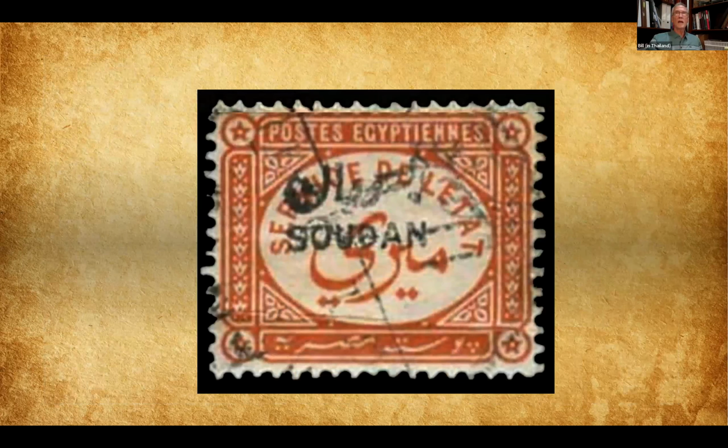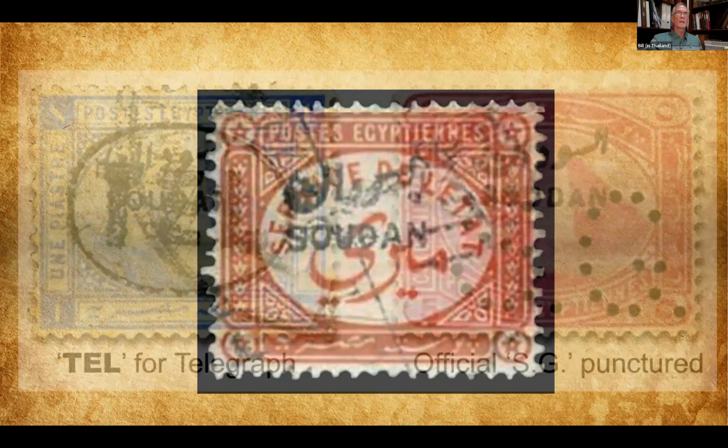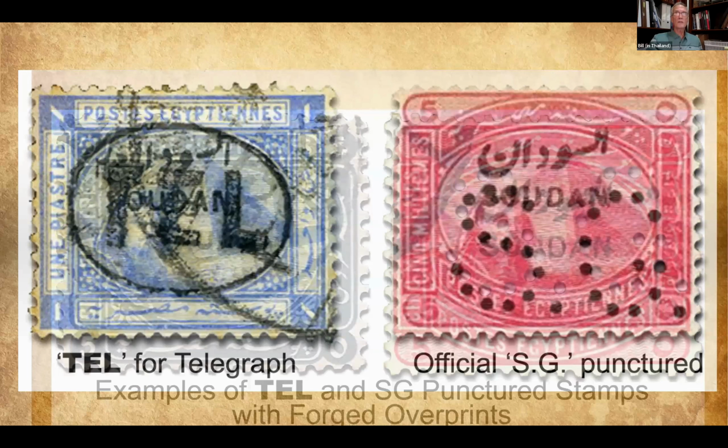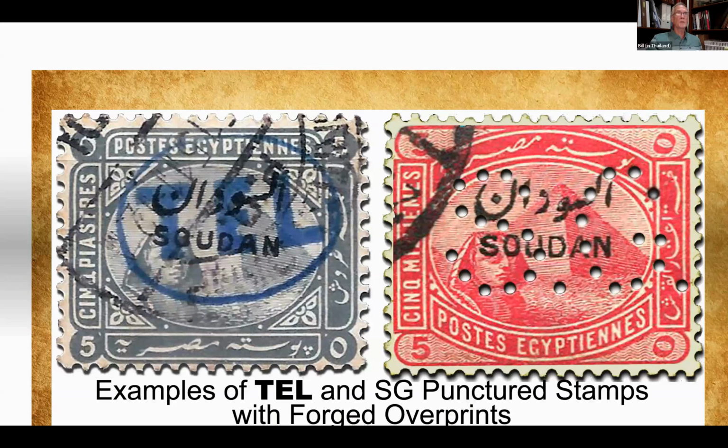And this state service stamp of Egypt was never officially used to produce provisional Sudanese stamps, and therefore is an obvious fake. You'll recall that the first provisional stamps were also used for both telegraph and government services. Sadly, both were also victims of forgery, as we see here.